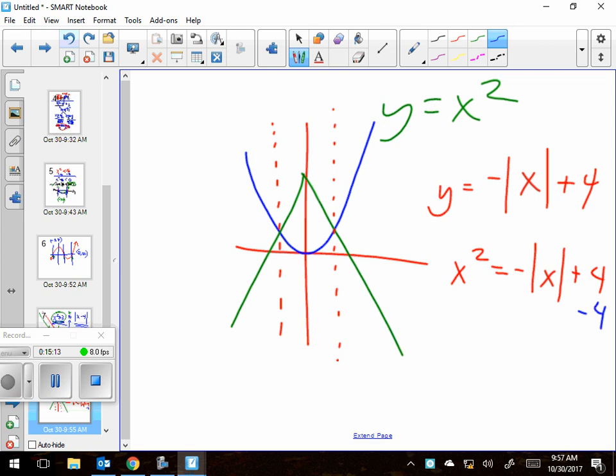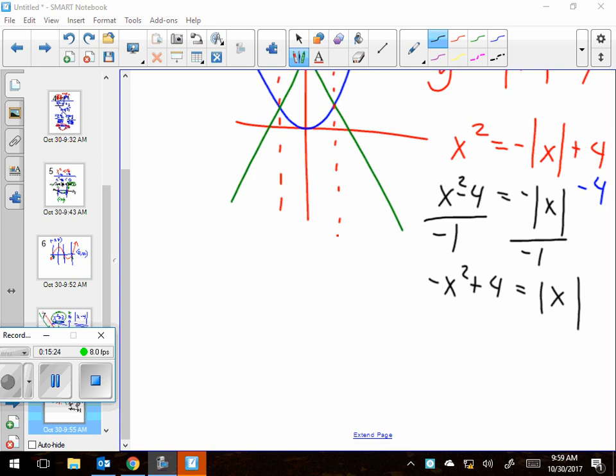Hint, start by subtracting 4. I'll pause for a second while you figure this one out. Did anybody get it that far where you get absolute value of x alone and then you get negative x squared plus 4? All right, good. Then I need to split it into two equations. First one is just without the bars. So I'm going to lead with the x equals negative x squared plus 4. You could write it in the other order and that would have been fine.